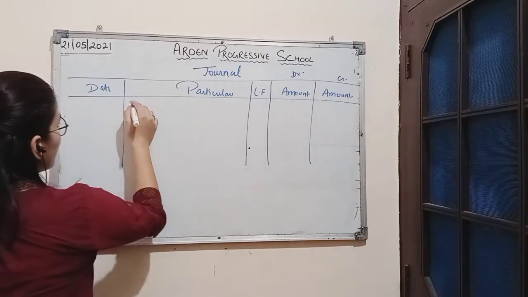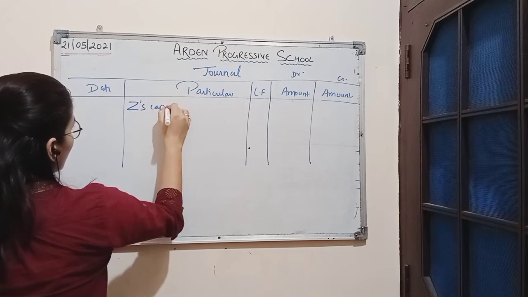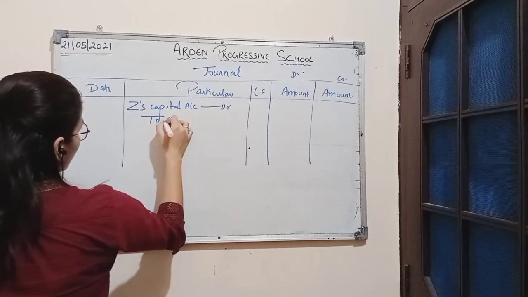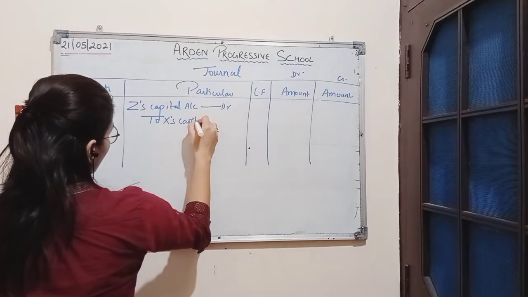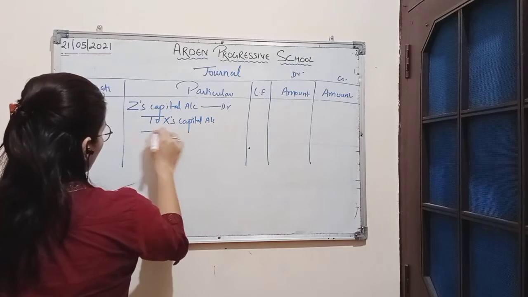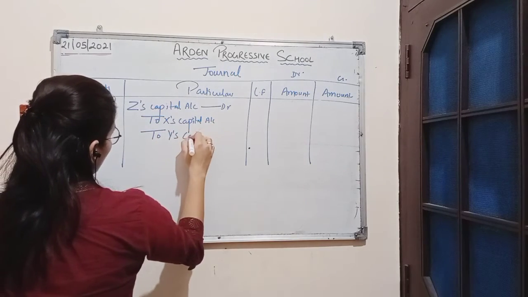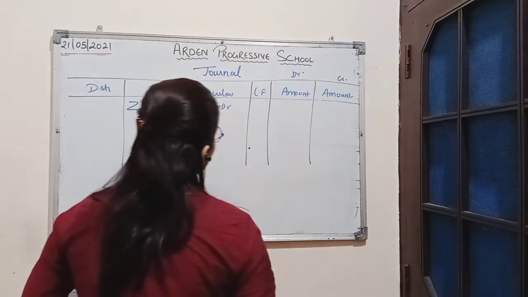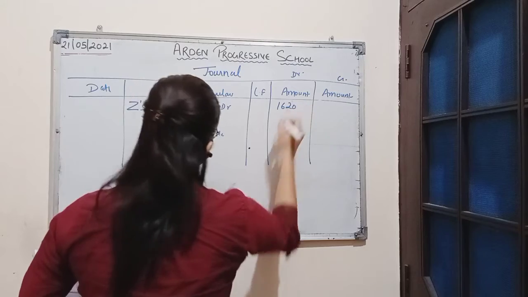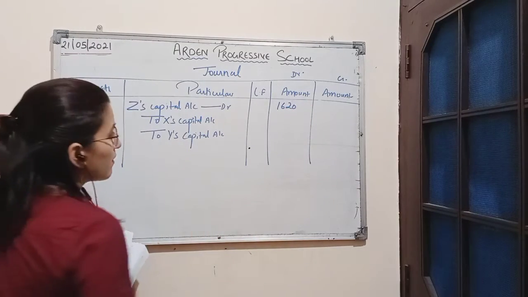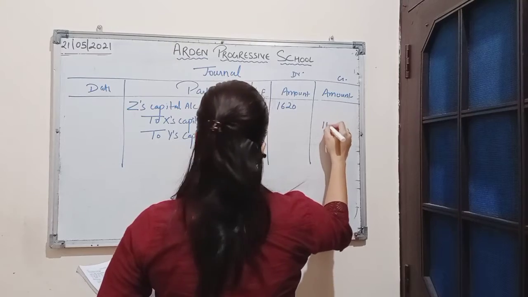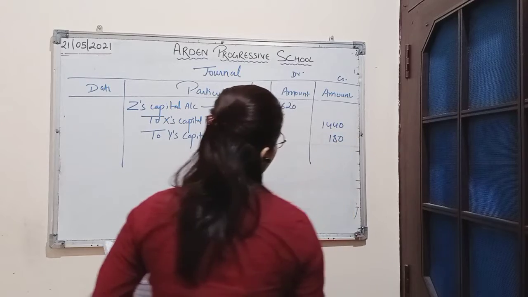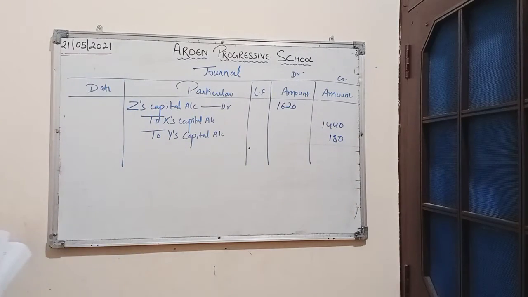and the entry will be, we know, Z was liable to pay the amount, so Z will be debited. Z's capital account debit to X capital account to Y's capital account. Z was liable to pay the amount 1620. X is supposed to get the amount from the firm rupees 1440, and Y will get 180 amount from the firm.